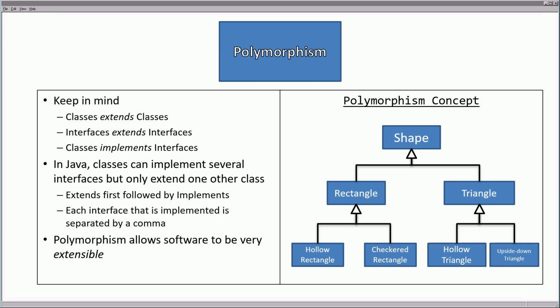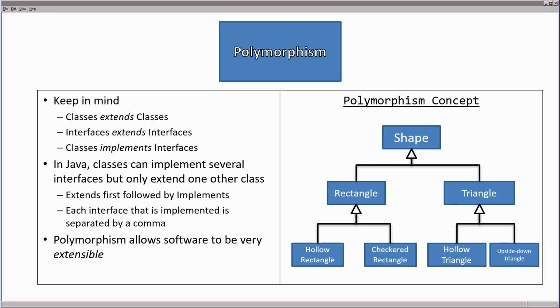Now to finish this out, we need to keep in mind, classes extend other classes. Interfaces extend other interfaces, but classes implement interfaces. In Java, classes can implement several interfaces, but only extend one other class. The syntax is we extend first, followed by the implements. And if we implement multiple interfaces, they are separated by a comma.